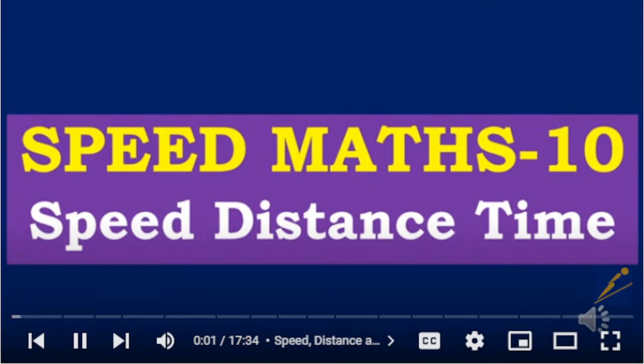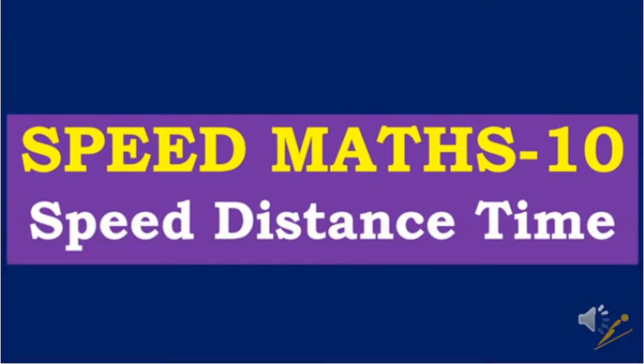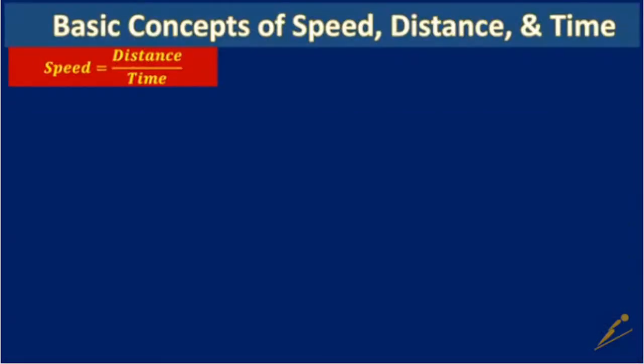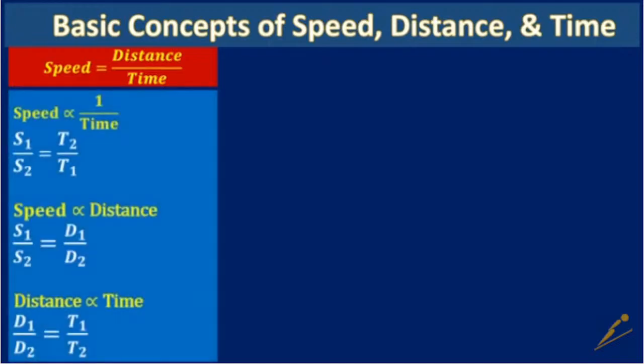Speed Maths 10. Speed, distance, time. Basic concepts of speed, distance, and time. The speed of an object describes the distance traveled divided by the time taken to cover the distance. Speed is directly proportional to distance and inversely proportional to time.